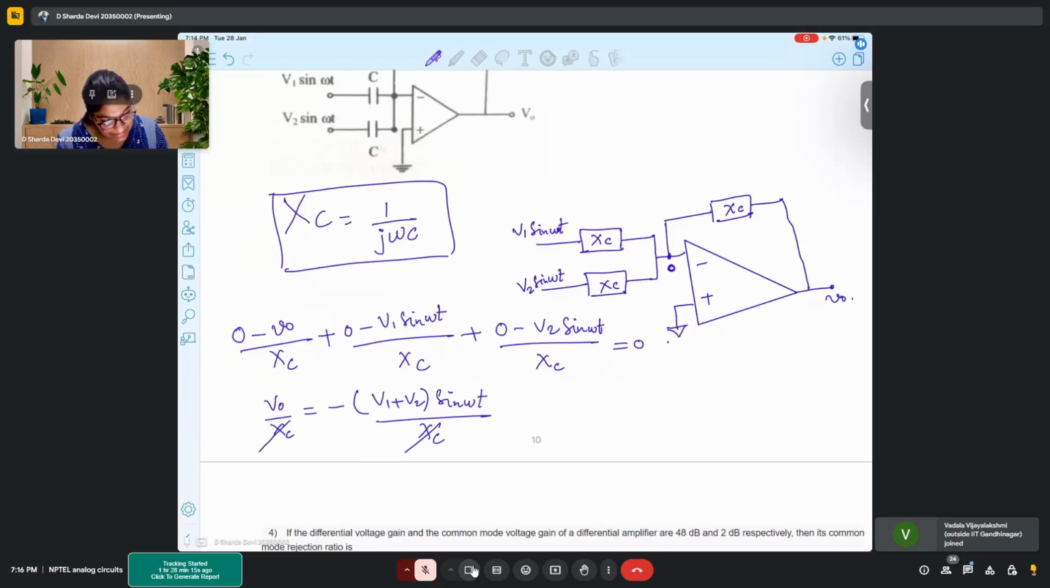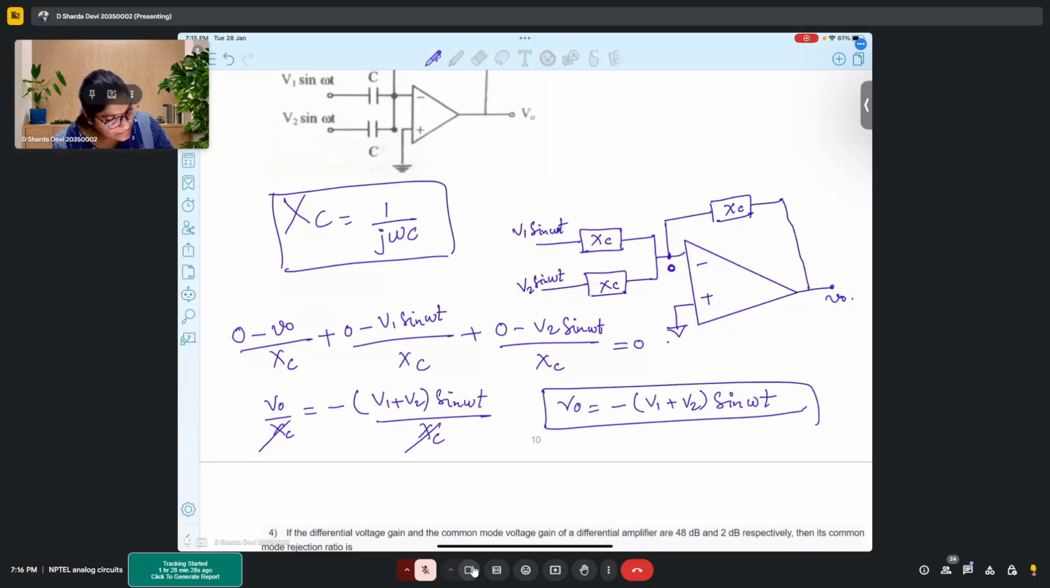The XC cancelled. So your V naught is minus V1 plus V2 sine omega t. Is this clear?